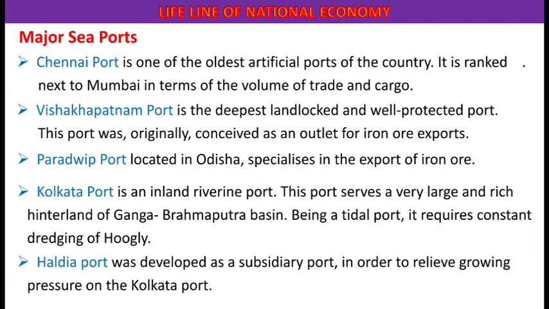Visakhapatnam Port is the deepest landlocked and well-protected port. This port was originally conceived as an outlet for iron ore export. It is the only major port of Andhra Pradesh.